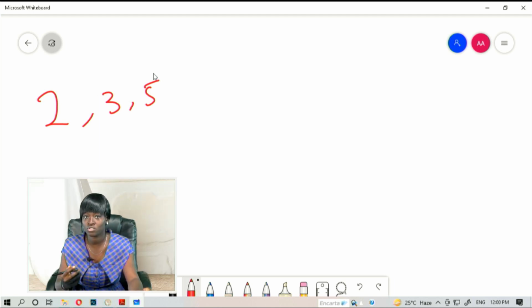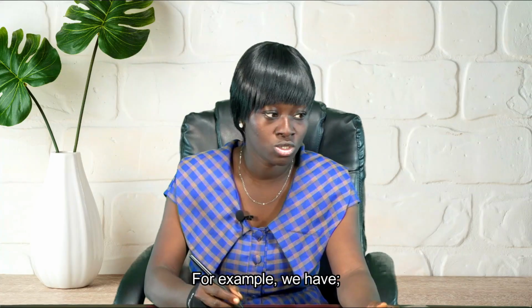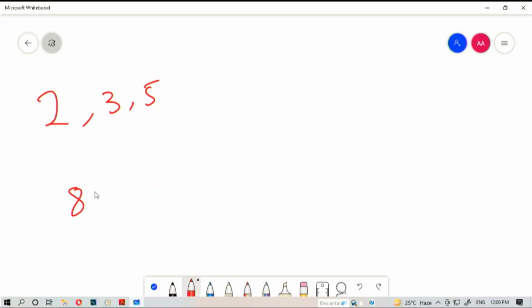And I'm sure you have so many other numbers in your head like that. A natural number is said to be a composite number if it is greater than 1 and it is not a prime. Examples: we have the number 8, it has other factors, and it is greater than 1. We have the number 24, it is greater than 1 and it is not a prime number.